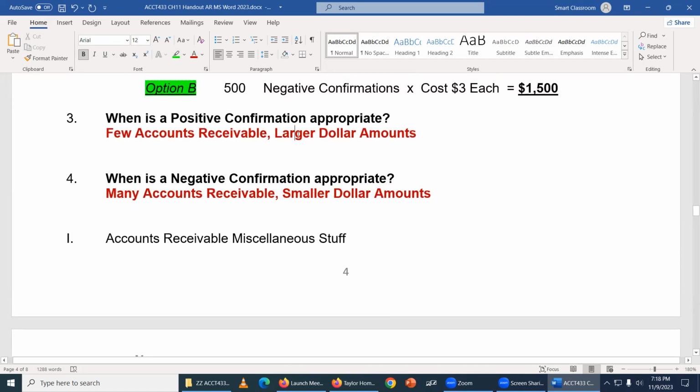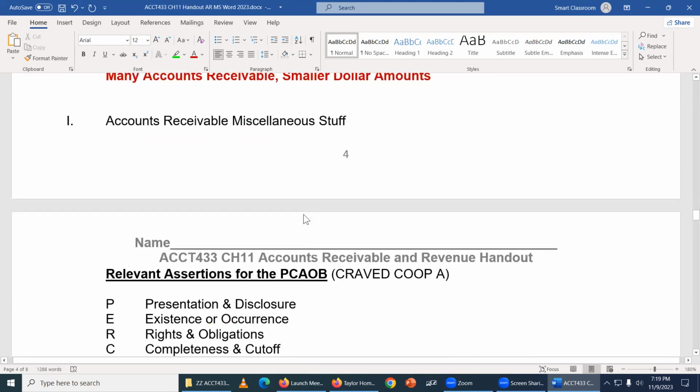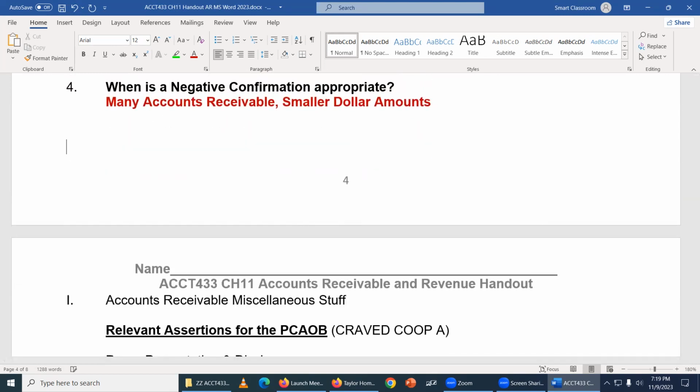Okay, so positive confirmations, they're more expensive. You generally use those for accounts receivable with larger dollar amounts when there must be one. Okay, well, when there is one, any one could be material. Negative confirmations, $50, $100, whatever they are. Even if they miss one, it's not going to be that big of a thing. Okay.